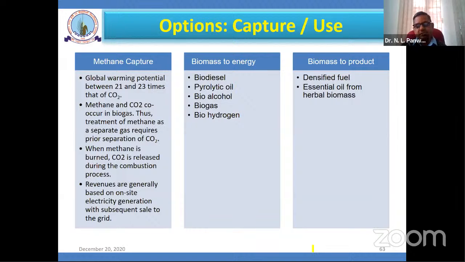So if you generate quality biomethane and feed it into the grid or use other options, then subsequently you are gaining more money. And biomass to bioenergy: either go for bio oil, that is biodiesel, pyrolytic oil, bioalcohol, biogas, and biohydrogen. We have discussed how we can capture this energy from the biomass and the products.